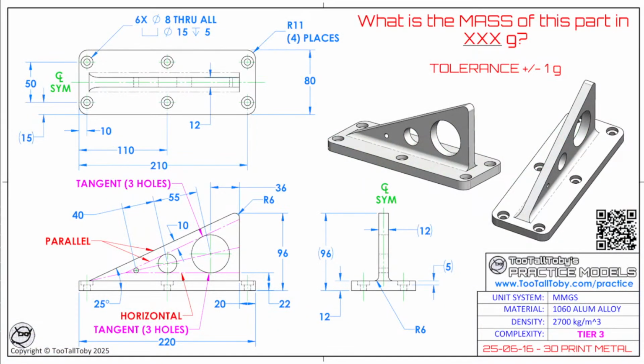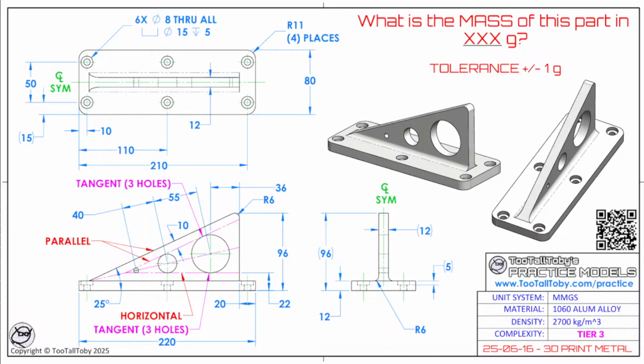What is the mass of this part in XXX grams? You can see this is a 1060 aluminum part, and it is called 3D print metal. This is the kind of part that I always feel like I see whenever people are showing off their metal 3D printers. This is the part that I see.